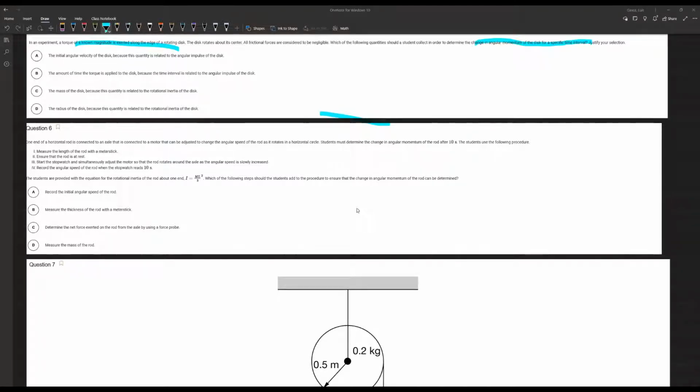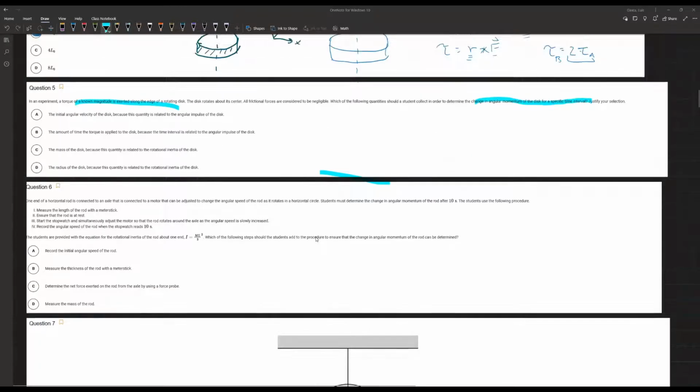Alrighty, let's go ahead and take a look here. So we're trying to find the change in angular momentum. We know the net torque on this, or at least the magnitude of it. And so let's see what we need to determine the change in the angular momentum for a specific time interval. The initial angular velocity of the disk, because this quantity is used to relate the angular impulse on the disk? Not really. We can find the change in momentum without needing that.